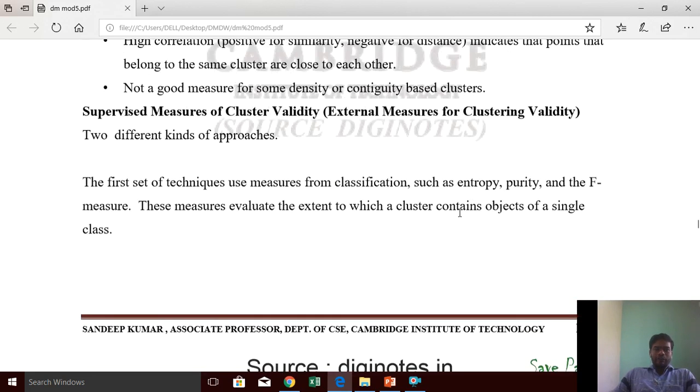Now, supervised measures for cluster validity, or external measures for cluster validity: two different kinds of approaches. The first set of techniques use measures from classification such as entropy, purity and F measure. These measures evaluate the extent to which a cluster contains objects of a single class. So in this method we are using different measures like entropy, purity and F measure to determine how a particular cluster contains objects of a single class.